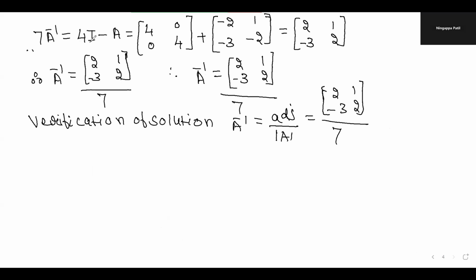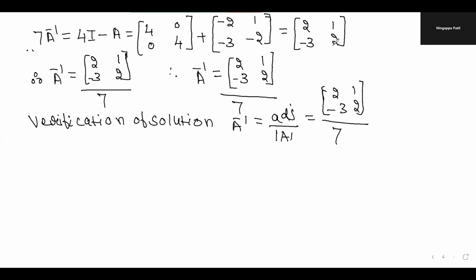7A inverse equal to 4I minus A. Then 4I means the identity matrix should be multiplied by 4. Means 4, 0, 0, 4. And plus, this is minus, but I made a plus. I sent that minus inside the A. Minus 2, 1, minus 3, 2. And 4 minus 2, 2. And 0 plus 1. Look here. 4, you have to add minus 2 here. 4 minus 2, 2. And 0 plus 1, 1. And 0 minus 3, 4 minus 2, 2.